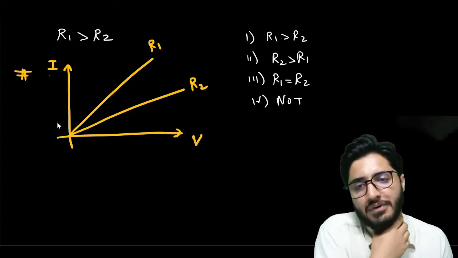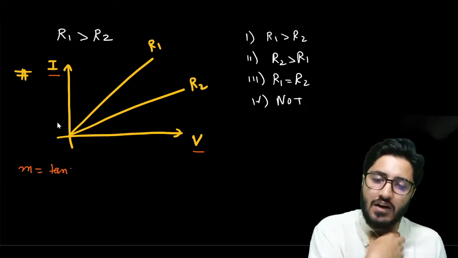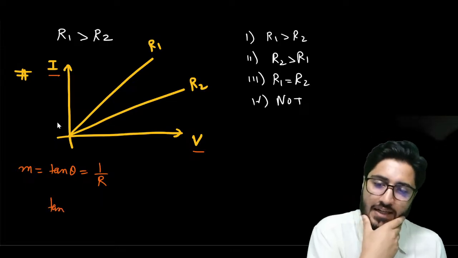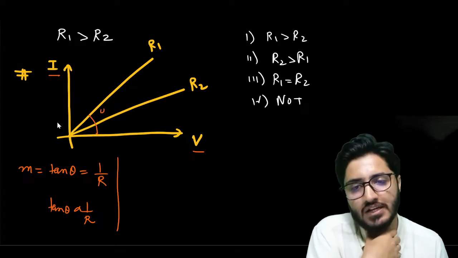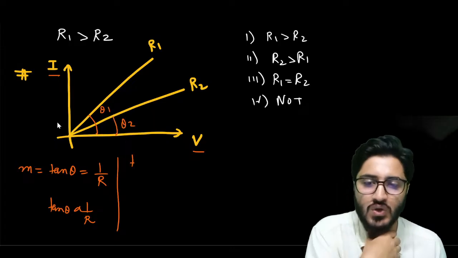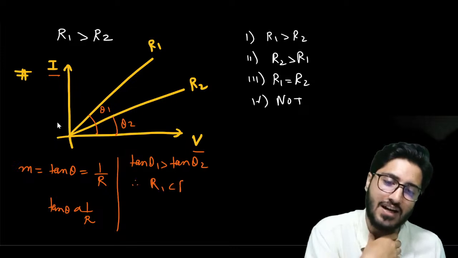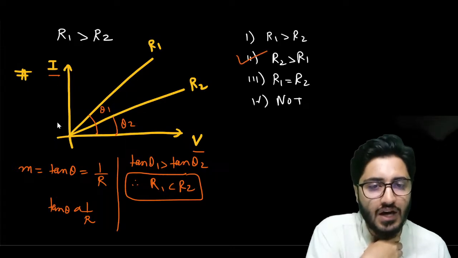Sir, graph between I and V. So M is tan theta. M is equal to 1 by R. Done, no? So tan theta is inversely proportional to my resistance. Okay, sir. So I can write, look now, this one is theta 1, it is theta 2. So I can write tan theta 1 is more than tan theta 2. Therefore, R1 is less than R2. Option number, which one? R2 is more than R1.